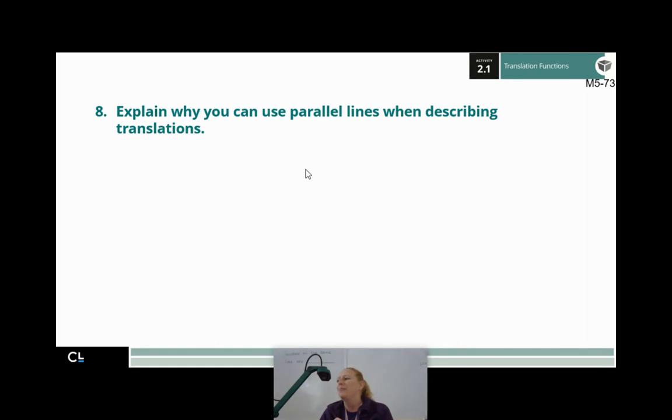So can you explain real quick? Because you notice I kept saying, I'm going to make a line parallel. I'm going to make a line parallel. I kept doing that, right? Can you explain why we can use those parallel lines when describing translations? Hit pause, write it down, hit play, check your work.